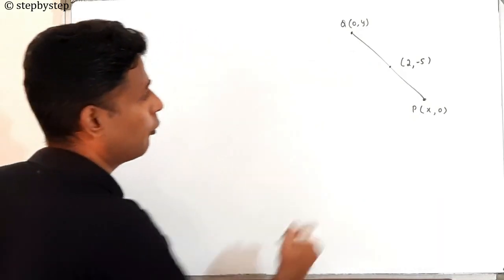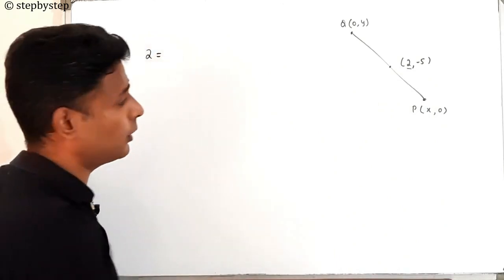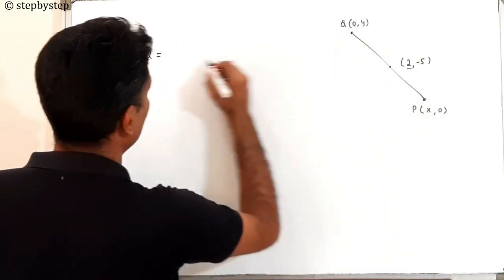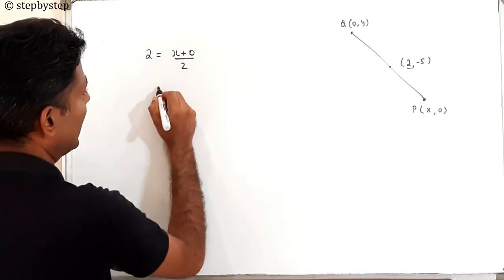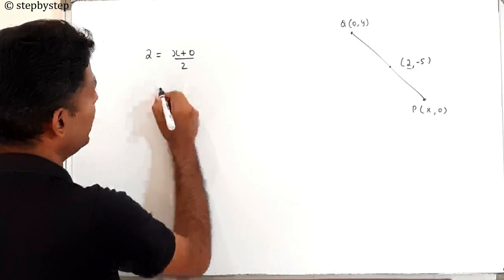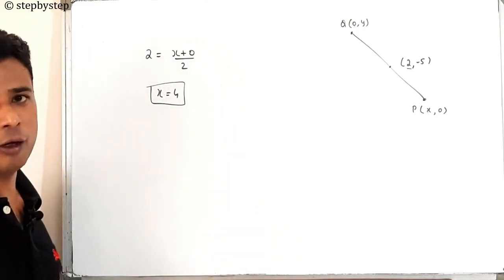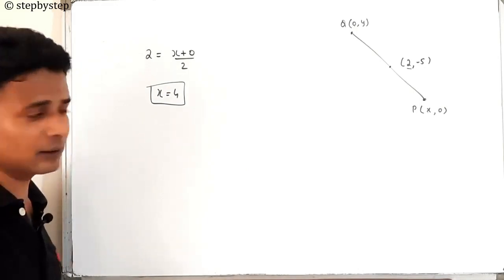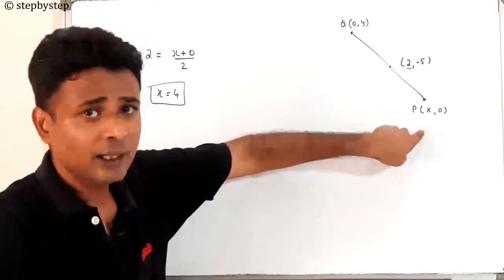Using the midpoint formula, the x coordinate, x equals (x1 plus x2) by 2. So x plus 0 by 2 equals 2. So 2 carries that side, and it becomes x equal to 2 into 2, that is 4. So we got the value of x, the coordinate where the line cuts the x-axis.